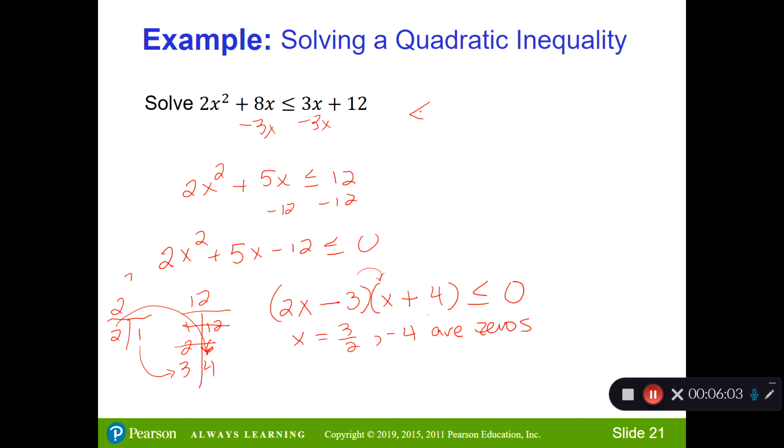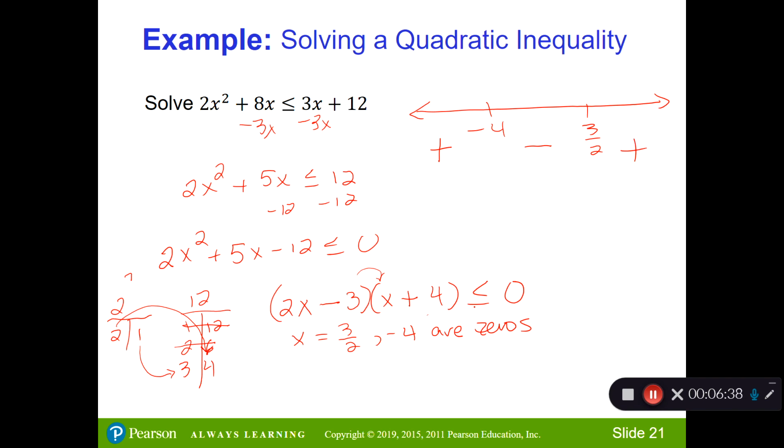So I'm plotting those on a number line. So negative 4 would be here, 3 halves here. I pick a number less than negative 4, like negative 5. Negative 10 minus 3 is negative. Negative 5 plus 4 is a negative 1. Negative times a negative is a positive. In between negative 4 and 3 halves, I'll pick 0. 0 minus 3 is negative. 0 plus 4 is positive, and negative times a positive is negative. And then bigger than 3 halves, I'll pick 10. 20 minus 3 is positive. 10 plus 4 is positive. A positive times a positive is positive.